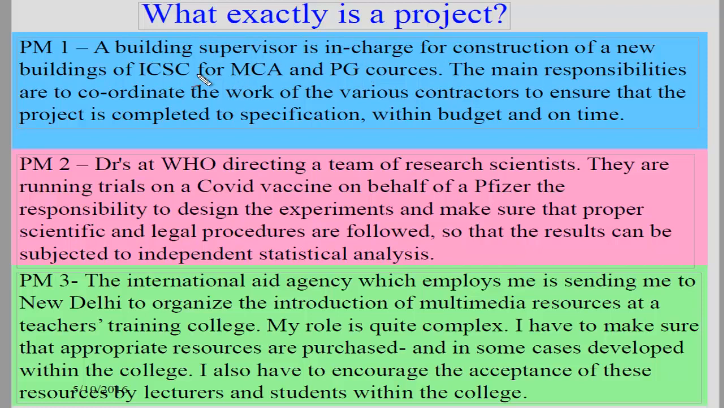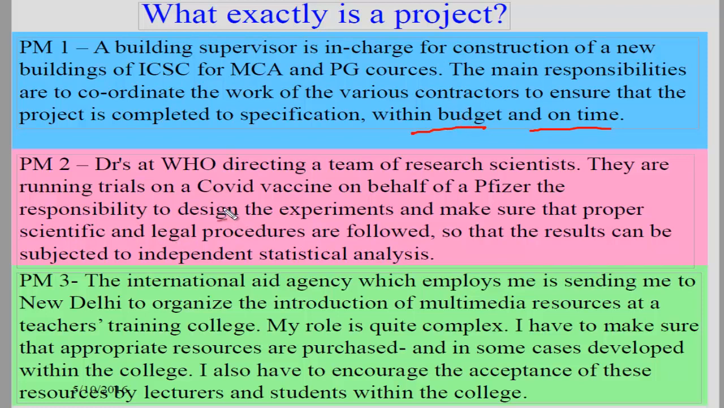So the building supervisor has a job on hand, so that the buildings will be finished, and the final product will be within the budget and on time. So he has to optimize all those phases of the project in a manner so that the buildings will be built on time and within the budget. So it's a very large project, right?